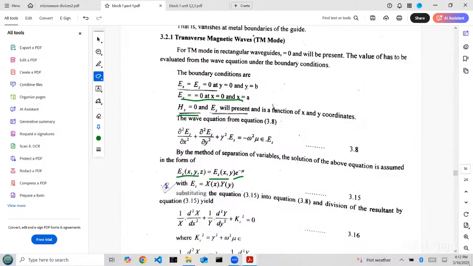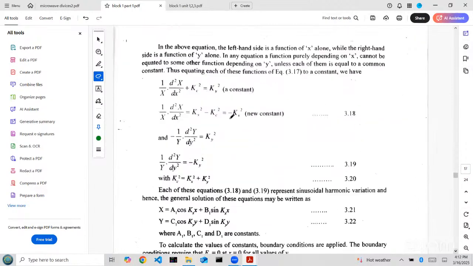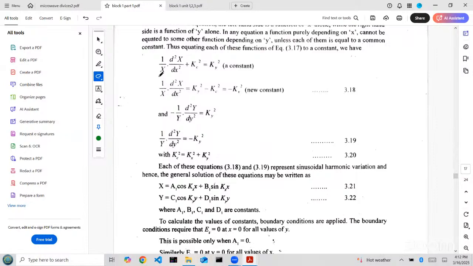Only the LHS term. Which term? What is our LHS term? 1 by X dou square X by dou x square plus kc square is equal to one constant ky square. From this, kc square shifts to the other side: ky square minus kc square. Treat this as a new constant, kx square.